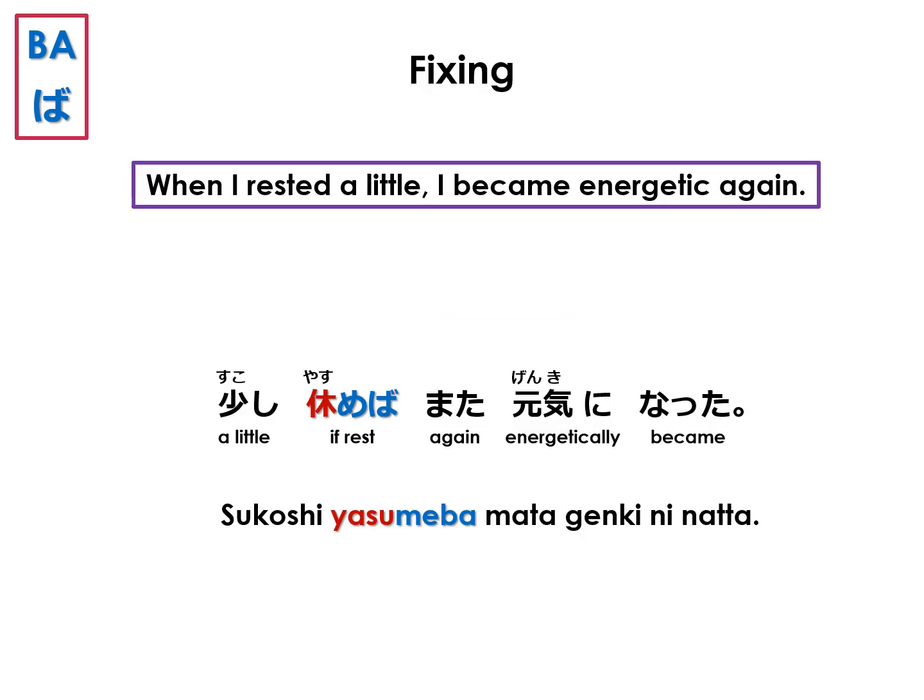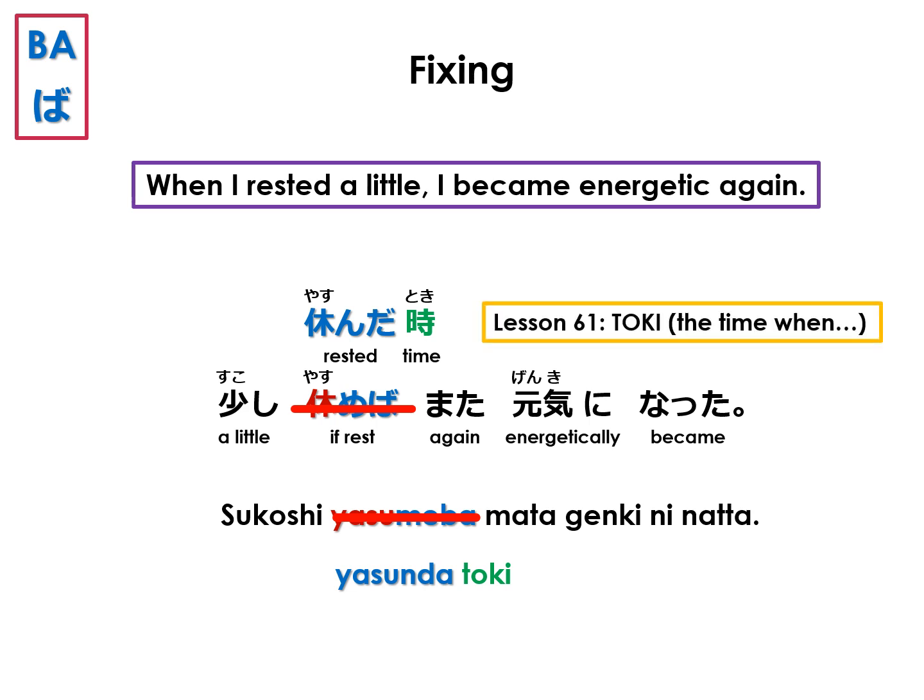Another way to fix the previous sentence grammatically would be to replace the ba conjugation and use toki instead and say 少し休んだ時また元気になった。Right after I rested a little, my energy came back. Now the sentence is grammatically acceptable. You can review how to use toki in lesson 61.